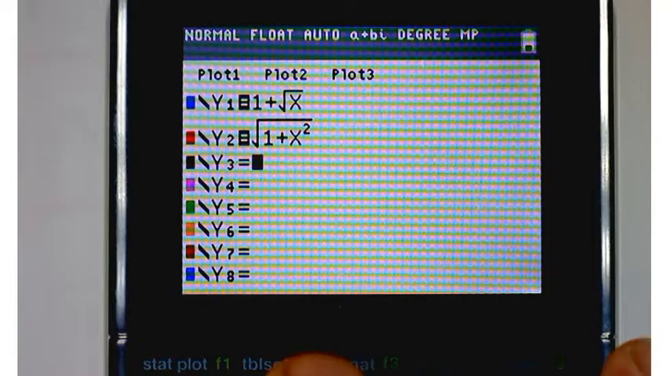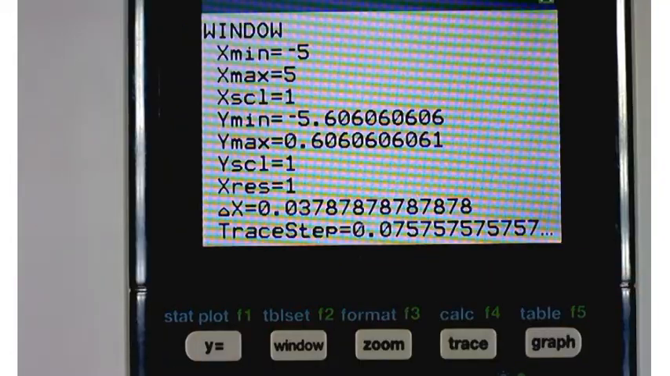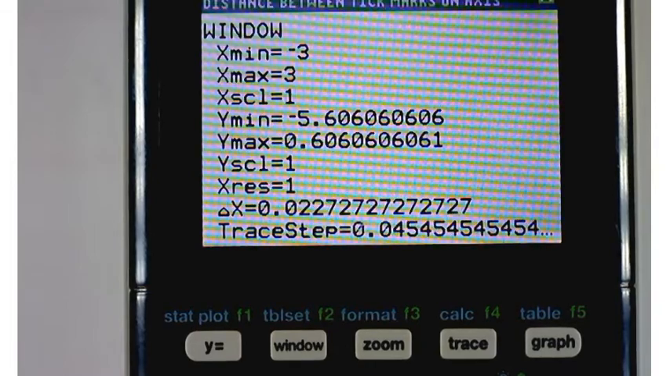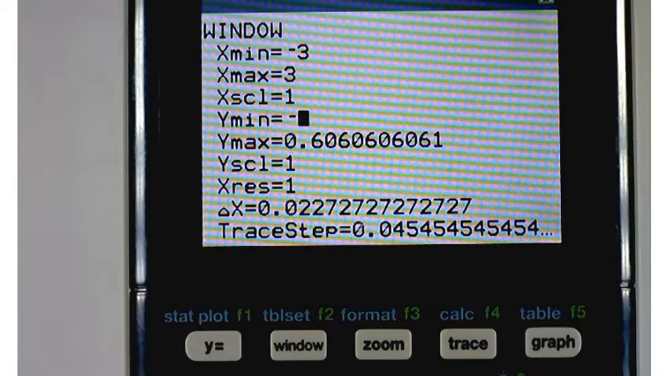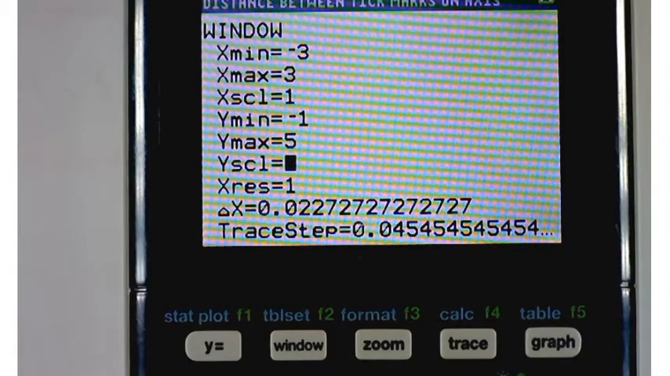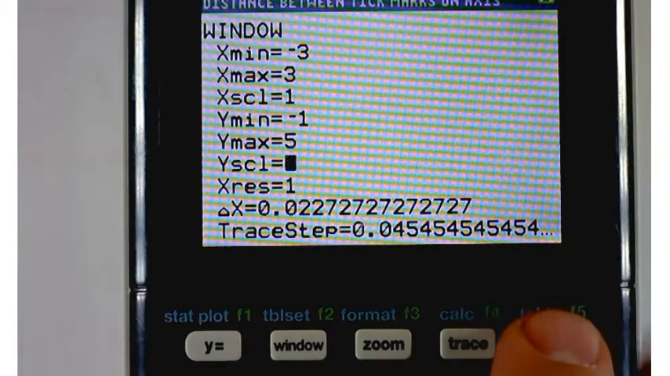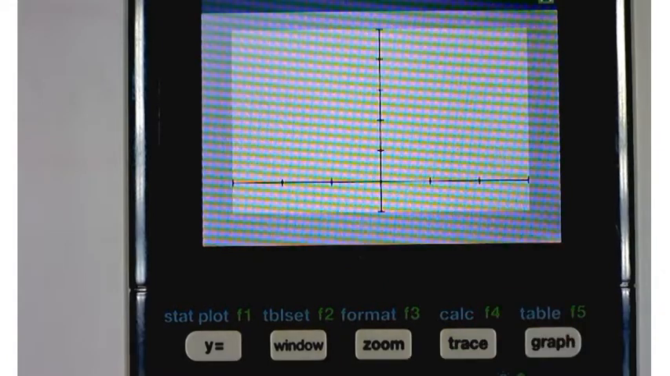Let's set up our window, and we'll go from -3 to 3 on the x-axis, and from, say, -1 to, I'm thinking, we'll just go 5 on the y-axis. That should work. When you've got those settings adjusted, hit the graph key, upper right. So there's our first function, and here's our second function.